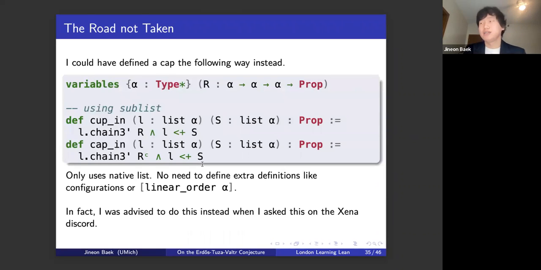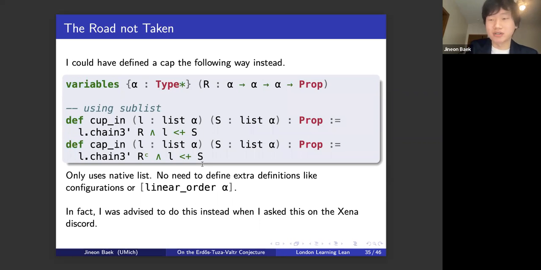So in programming design, people say that design choices are important. I've experienced the same thing in my formalization project. So we just saw a definition of a cup and a cap using configuration. When I initially started this project, I brought this up in the Zulip Discord, and people told me that I should use this definition instead, maybe.